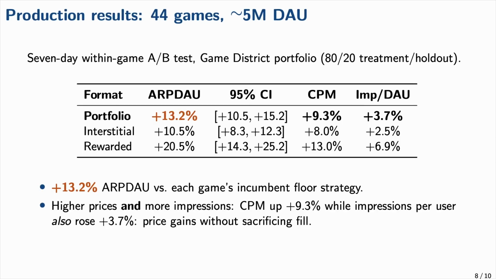We ran a 7-day within-game A/B test across 44 games from the portfolio of Game District, one of our customers, covering roughly 5 million daily active users, split 80-20 treatment versus holdout, our cascade against each game's existing bid floor strategy. Treatment increased revenue per daily active user by 13.2%. Revenue per impression went up by more than 9%, and at the same time, impressions per user also went up by nearly 4%. So we raised prices without sacrificing fill. Breaking it down by format, rewarded ads gained even more at over 20%.